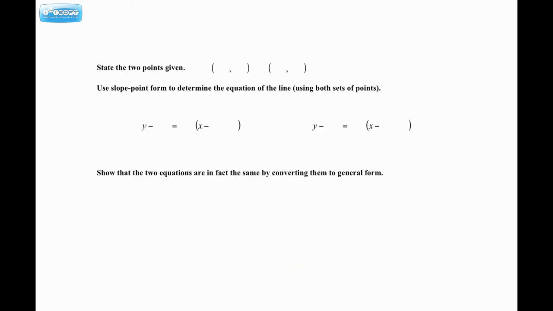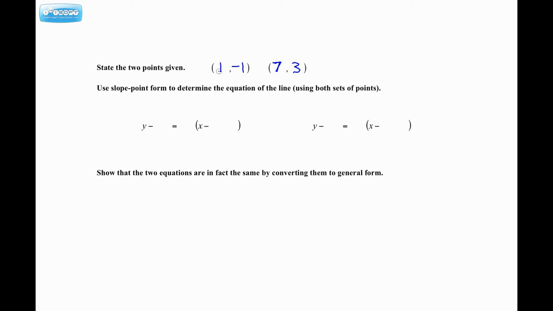Okay, so let's first state the two given points. So this was x is 1, y is -1, and the other one was x is 7 and y is 3. Now it says use slope point form to determine the equation of the line. And we're going to use both sets of points. Not because we have to, but I'm going to show you down below that it doesn't matter which point you choose. You're still going to get the exact same equation.